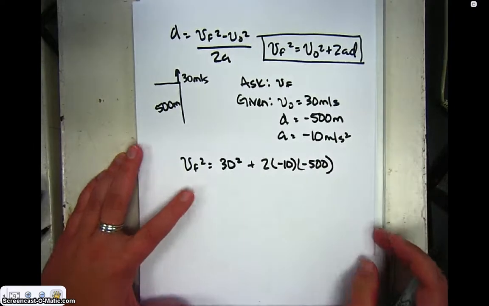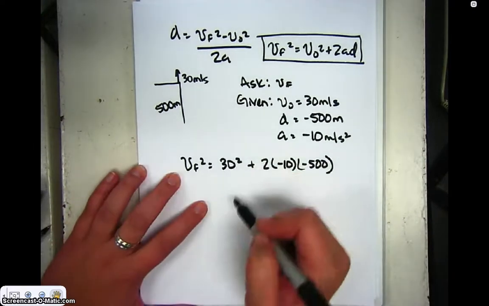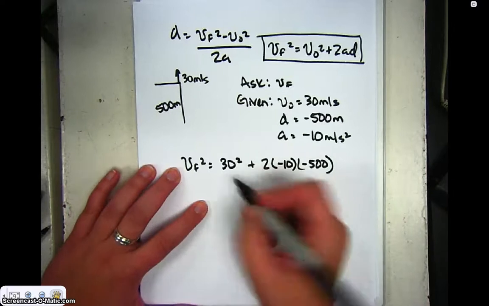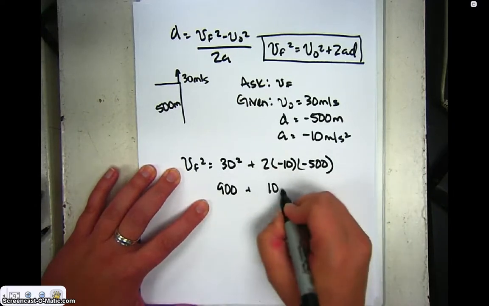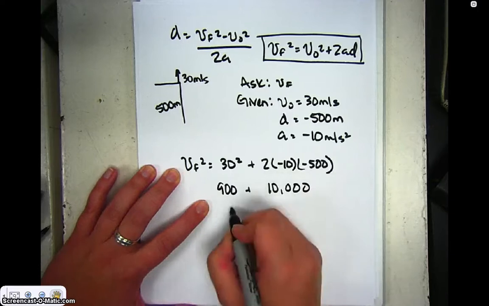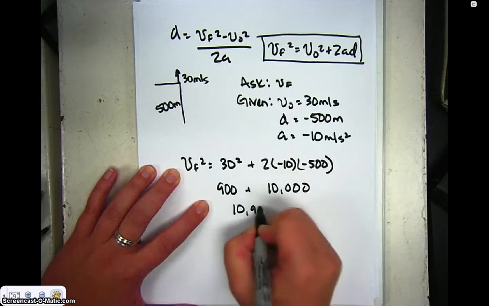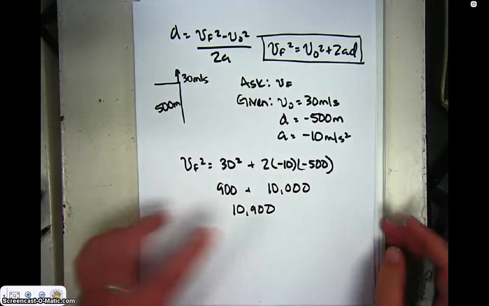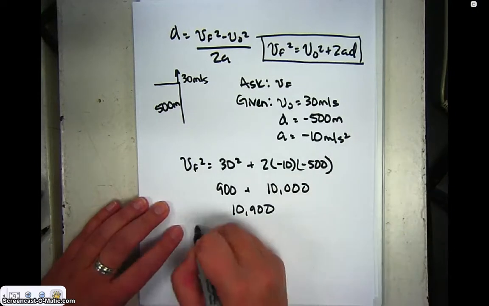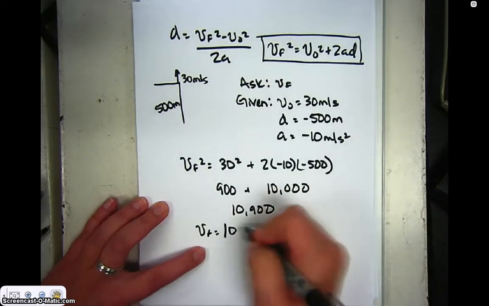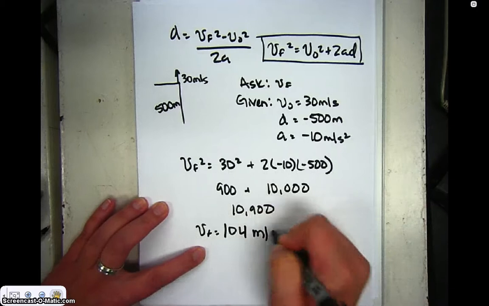Okay, so this right here is actually 900. This gives you 10,000. So if we add those together, we get 10,900. And we know the square root of 10,000 is 100. So the square root of this, and just to avoid using a calculator, I already have the answer for you. It's 104 meters per second.